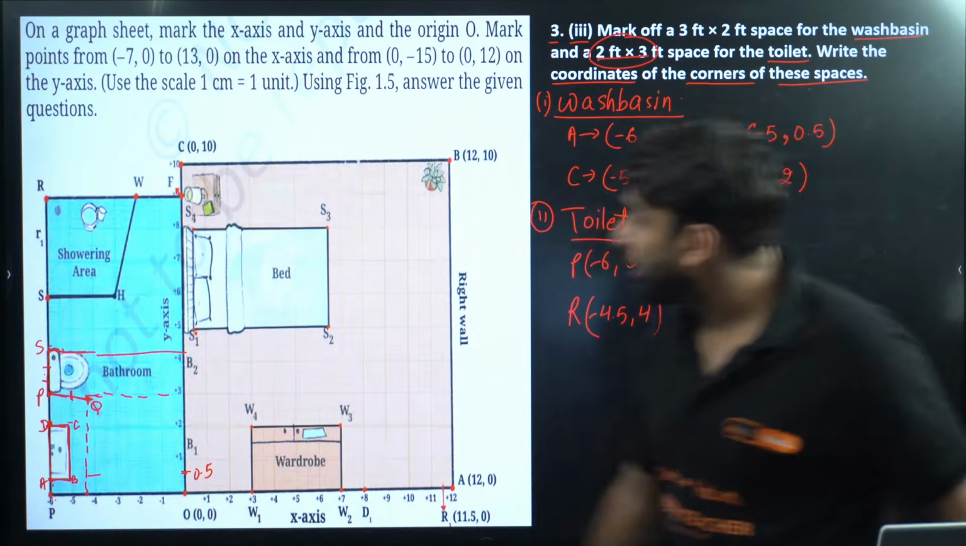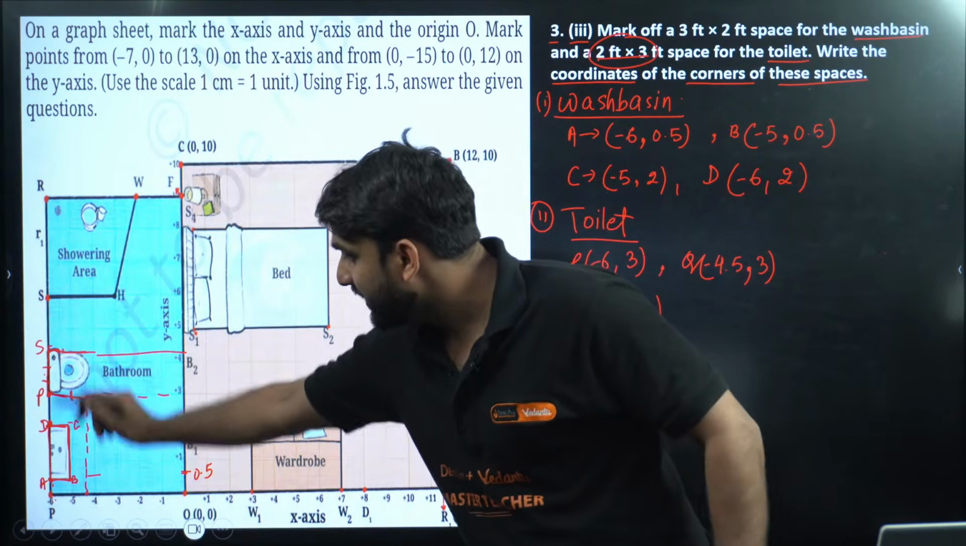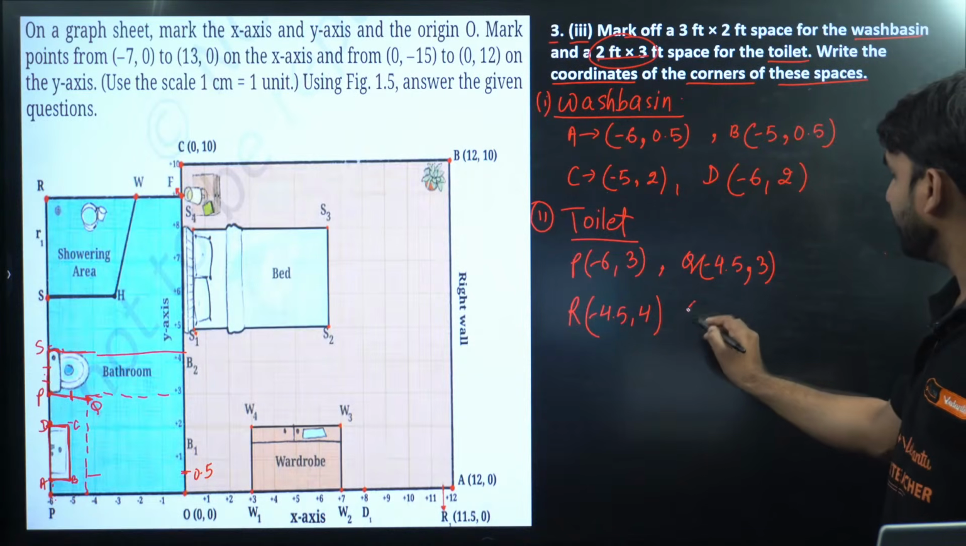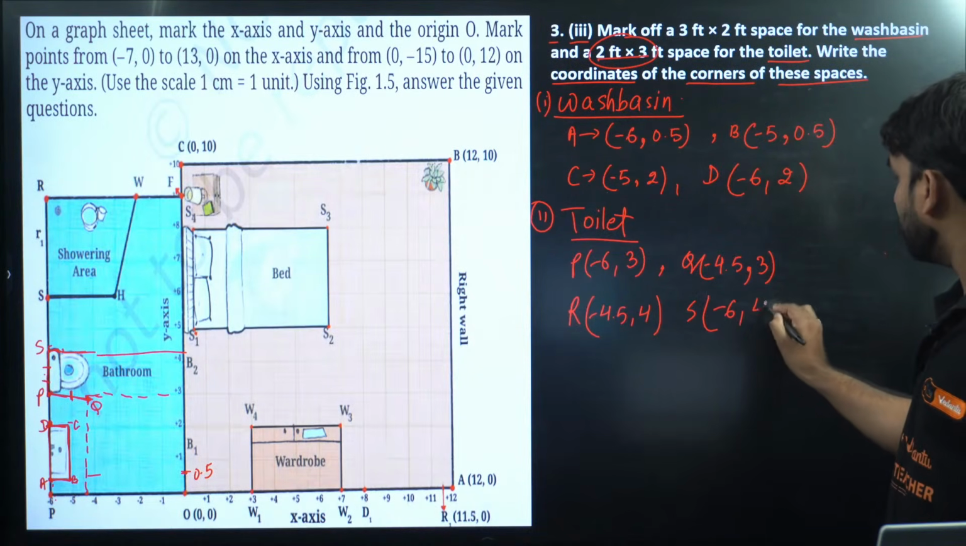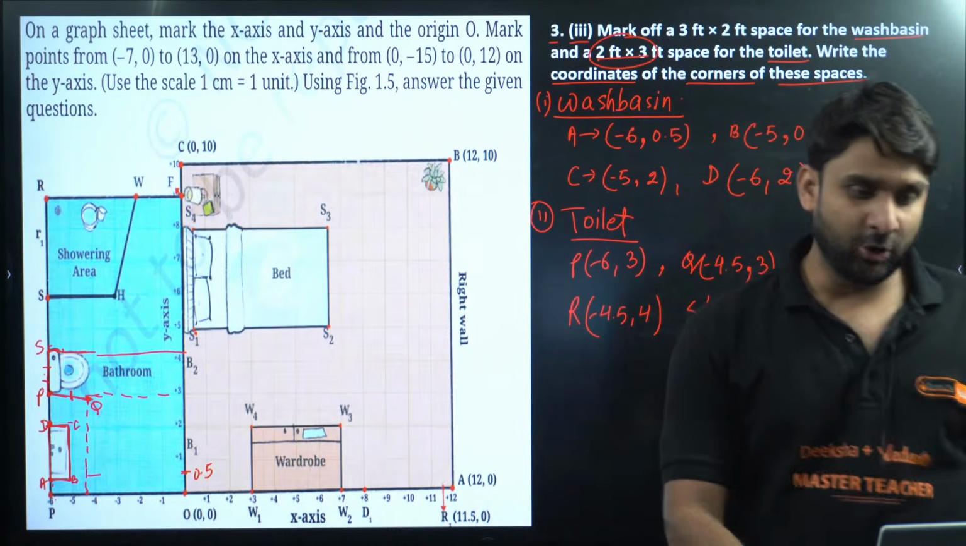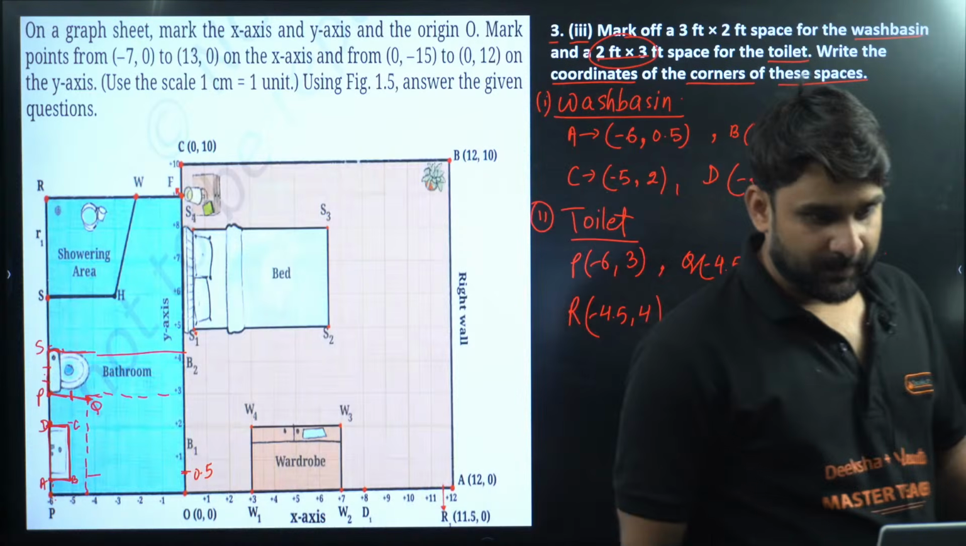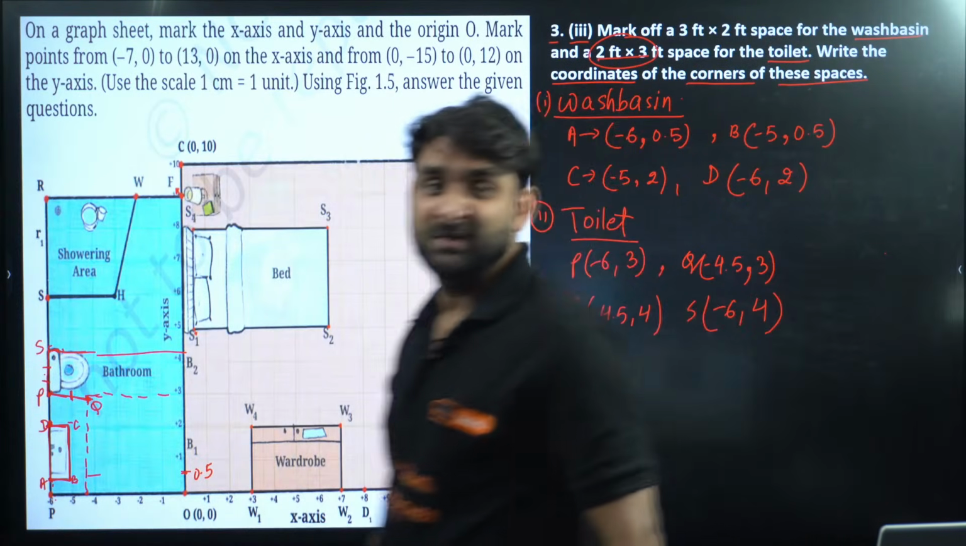What will be the S coordinate? The S coordinate will be minus 6, and that line, minus 6 comma 4. So the S coordinate will be minus 6 comma 4. These are the coordinates. I hope this is clear to you, everyone, champions. Yes. Is it clear to all?